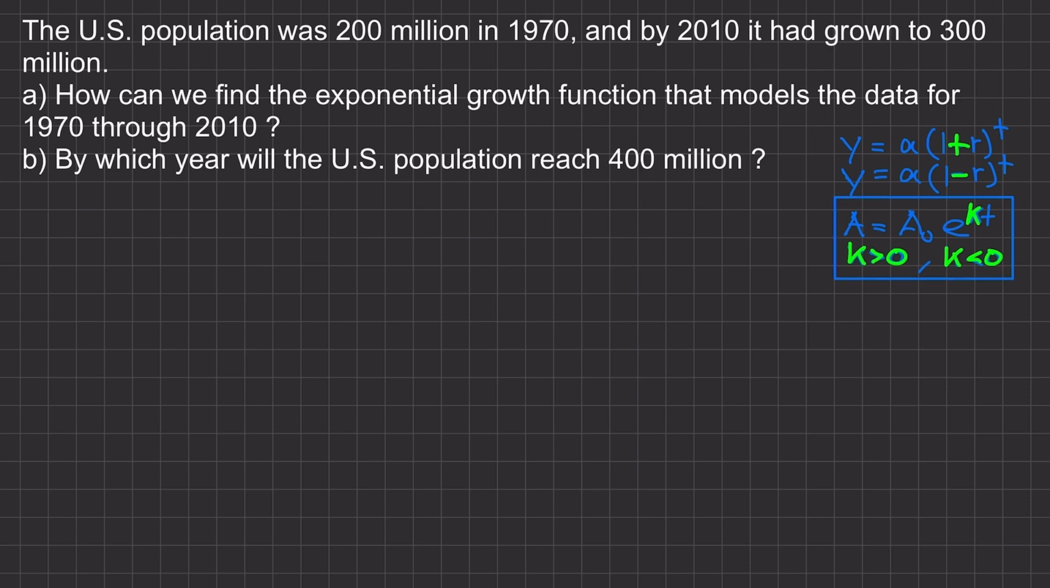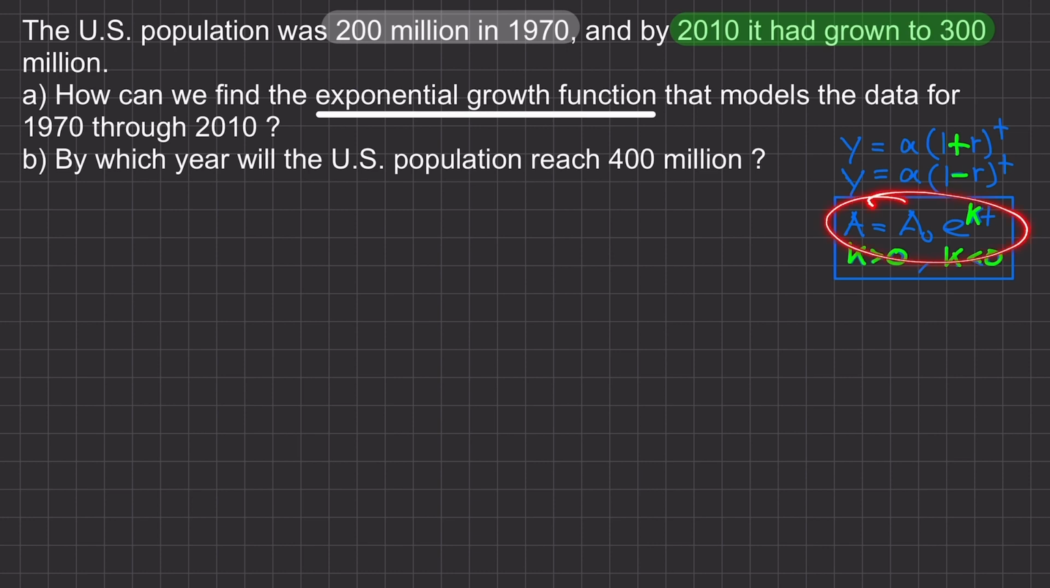Let's say the US population was 200 million in 1970, and by 2010 it had grown to 300 million. How can we find the exponential growth function that models the data for 1970 through 2010? We use the exponential growth model A equals A0 times e raised to the power of k times t, where t is the number of years after 1970. This means that 1970 corresponds to t equals 0.